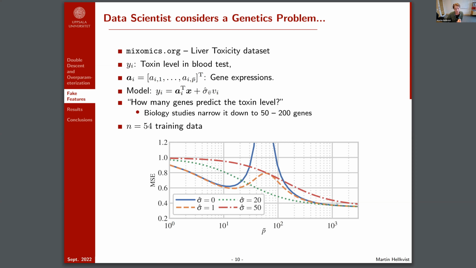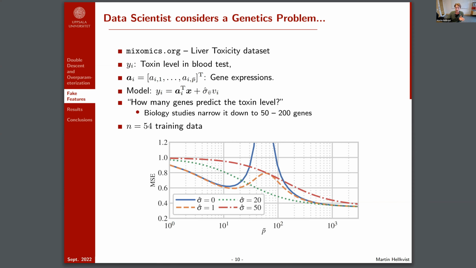However, studies from biochemistry on this particular data set report that if chosen carefully, between 50 and 200 genes should be enough to predict the toxin level to an acceptable degree. So what is really going on here? Why is our example suggesting that we take as many as 1,000 or even more genes? This is where our study of fake features comes in and perhaps can explain why these curves suggest that we should choose this many genes.